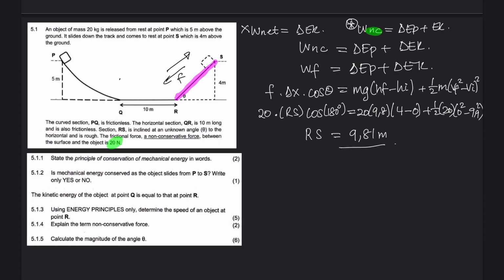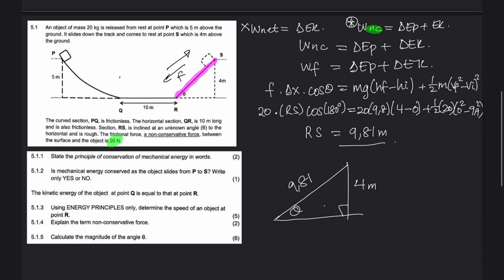Okay, so now we can use trig and work out the angle. If I draw a triangle here, we worked out that this is 9,81. We've been given the height is 4, that's theta, that's 90 degrees. We want theta, so we can use opposite over hypotenuse, we can use sine. So we'll say sine of theta is equal to 4 over 9,81. We can solve for theta, and theta will be 24,06 degrees.